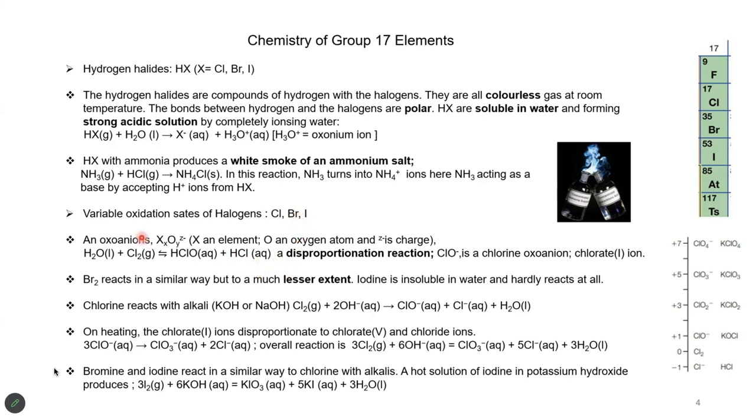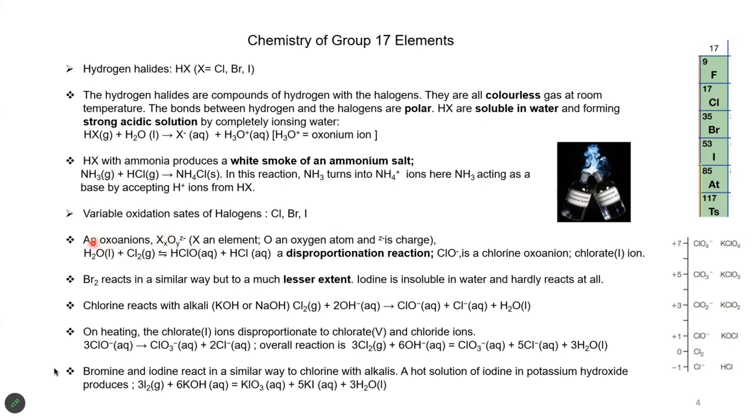We were talking about oxoanions. What are oxoanions? Here is the general formula of an oxoanion: XOz, where X is an element, O is an oxygen atom, and z is the charge in this arbitrary compound.